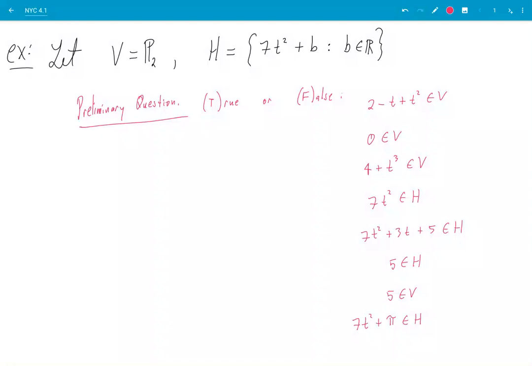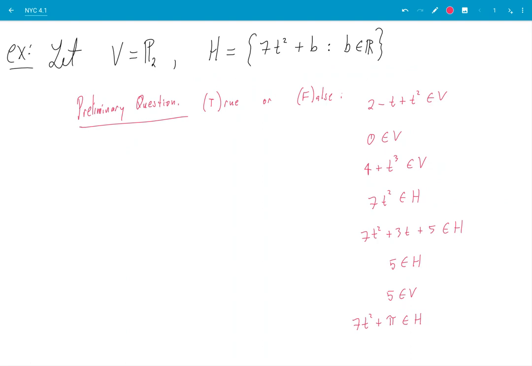Okay, now we're going to do an example looking at polynomials of degree at most 2. And here's my candidate, H. And we're going to eventually see whether or not H is a subspace of V. Okay, pause and copy if you haven't done so already.